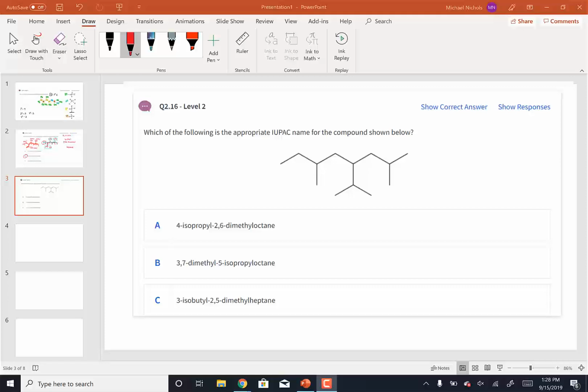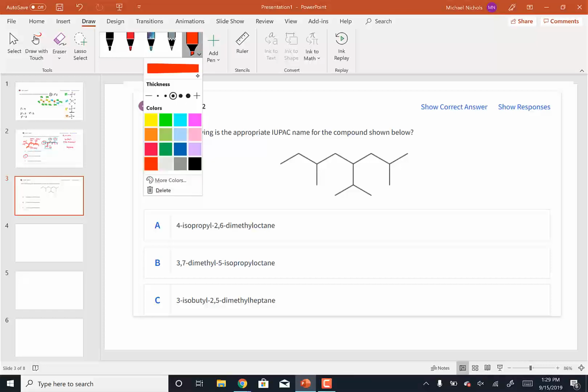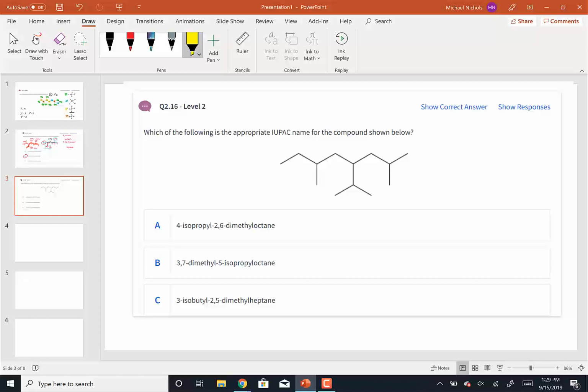Okay, for question 2.16, we have this molecule and we're asked to write the appropriate IUPAC name for it. In order to do that, we need to figure out what the longest continuous carbon chain is first, and then we'll go from there. Again, we just start with trial and error to find the longest continuous carbon chain.